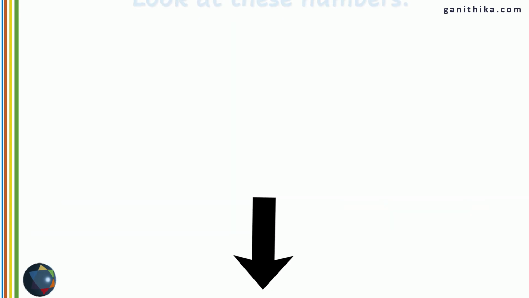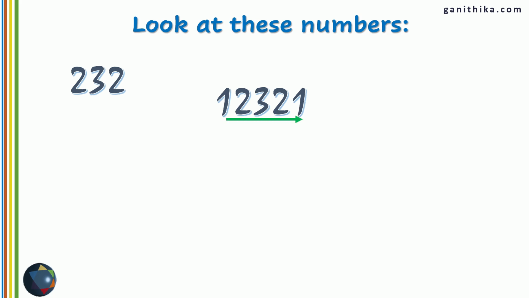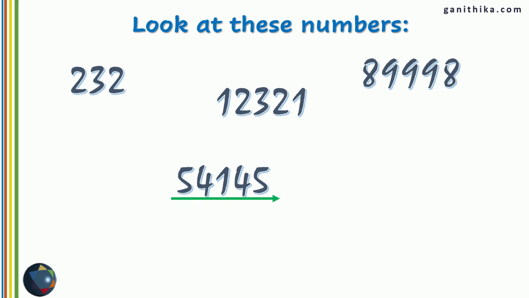But what are we doing with words here? We need numbers, right? So look at this number, 232. It reads the same from both sides, of course. 232, 232. There are several more numbers like this: 1, 2, 3, 2, 1, this way and this way also, it is 1, 2, 3, 2, 1. And 89998. It's the same from both sides. Another example, 54145. You can have several examples like this.